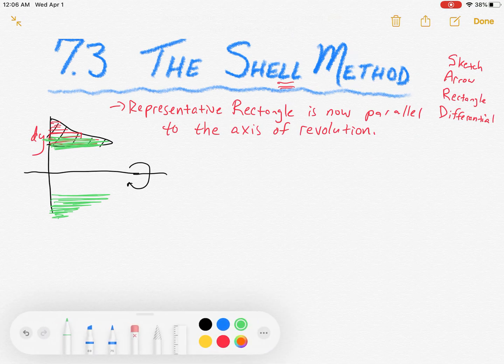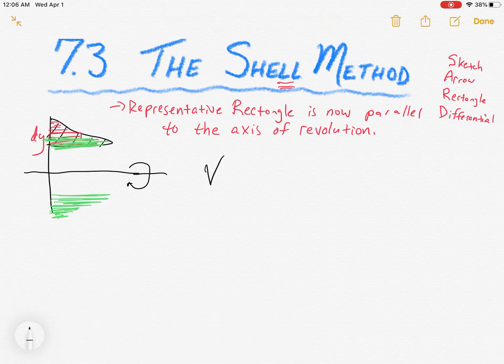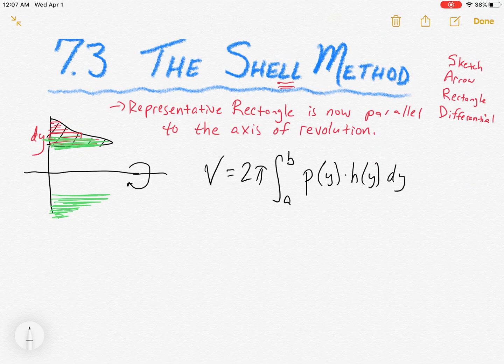So the volume, according to the shell method, is 2 pi, and we'll talk about why this seems reasonable, times the integral of whatever your bounds are, a to b, of something called p at x. Actually, this would be p at y, since I do a dy. P at y times h at y dy. So the big question is, what is this p at y? What is h at y?